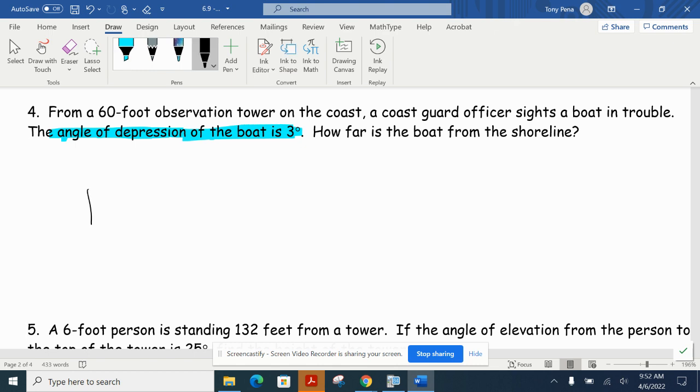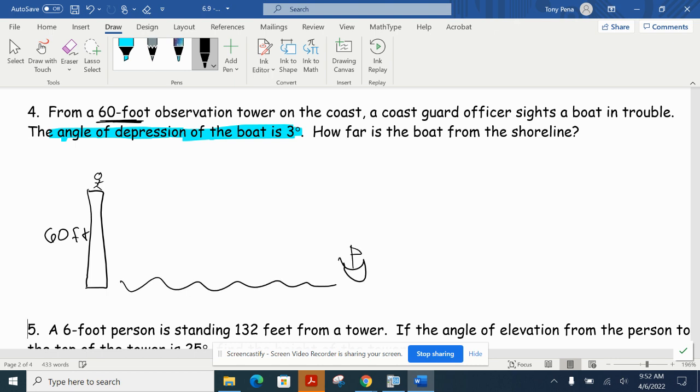So first thing I'm going to draw in is a little tower. You can just draw a line if you wanted, but here's our tower. We got a guy hanging out up here, kind of looking at everything. What we know is it's a 60-foot observation tower. So we're going to assign 60 feet to that length there. He's off the coast, so here's our water. There is a boat in the water. So there's my beautiful boat. And then as he is looking down, when he sees this boat, his angle of depression is 3 degrees.